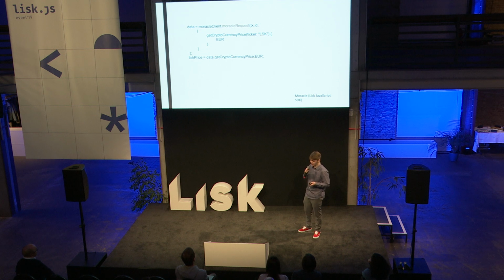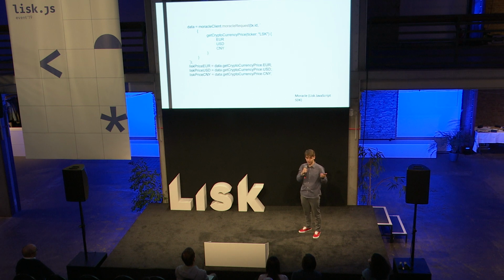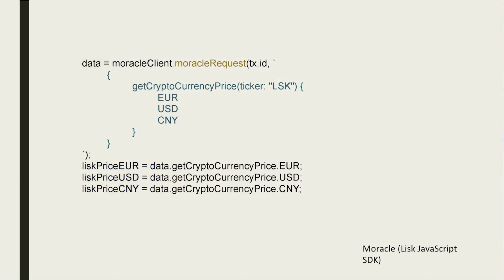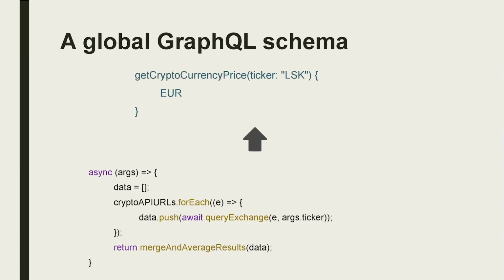And so since it's GraphQL, if we need more currency pairs, we can just add those to our query. So if we want to get the US dollar as well as the Chinese yuan, we can do that. And this works because Moracle provides a global GraphQL schema, and it lets anyone contribute to how these data sources function and operate.